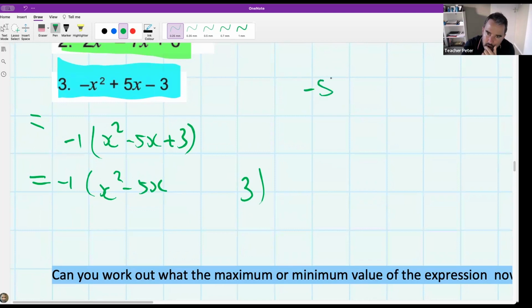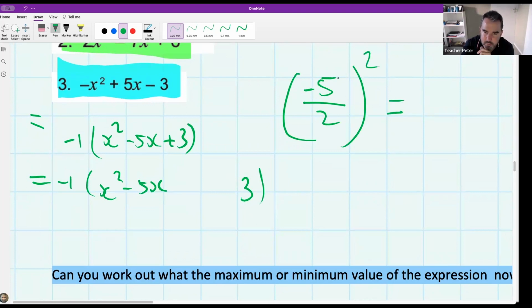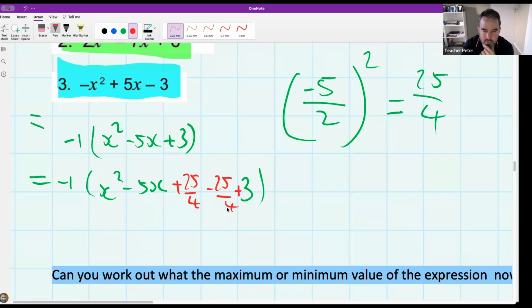So I know I've got -5 and I want to divide it by 2, but I need to square it. So -5/2, I square it, and I get a new number called 25/4. And Sange, you're quite right. You add 25/4, and then you take away 25/4, and then there was already a +3. Now, who's hanging out together? They're hanging out together there.